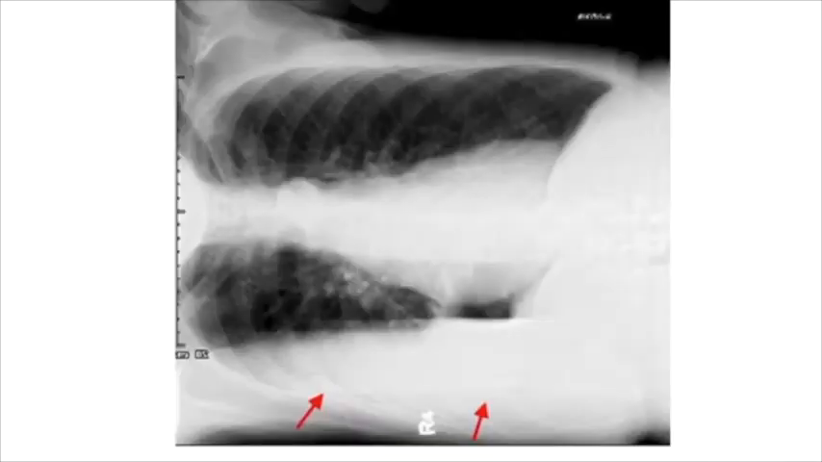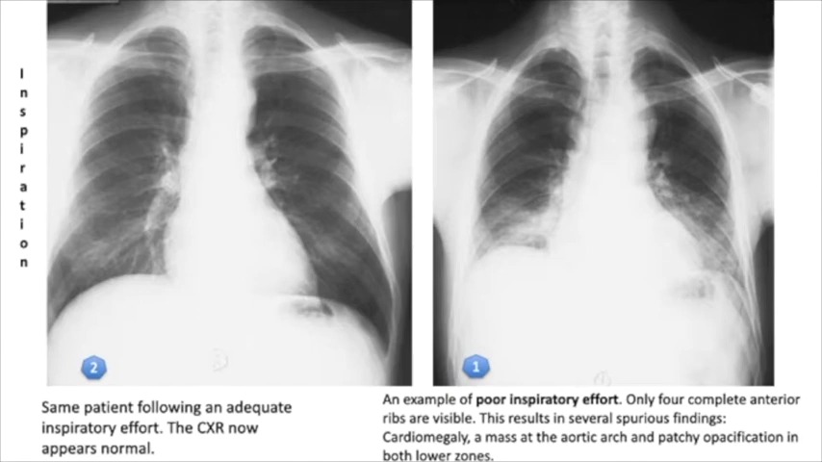This is a lateral decubitus X-ray. The arrow shows a pleural effusion. Okay, we will talk more about that in our next slides. Now let's start talking about the technique, and let's talk about the inspiration.